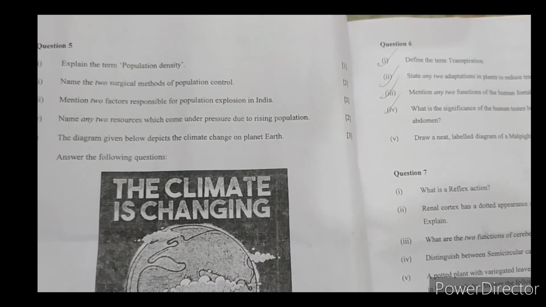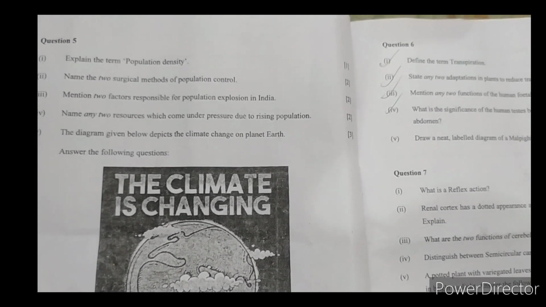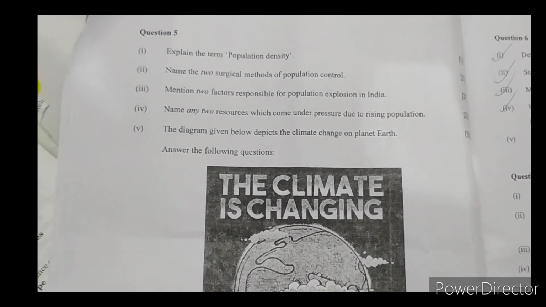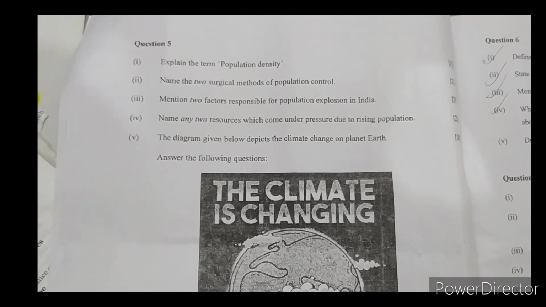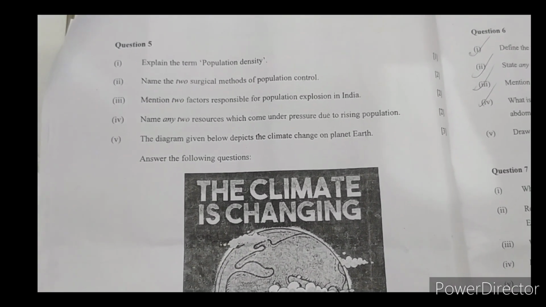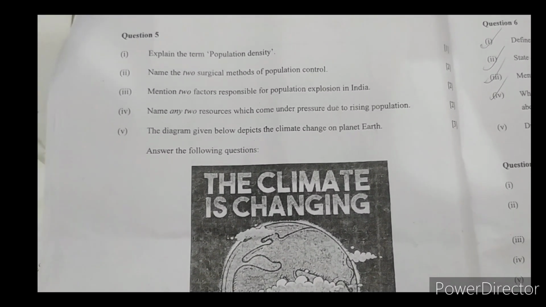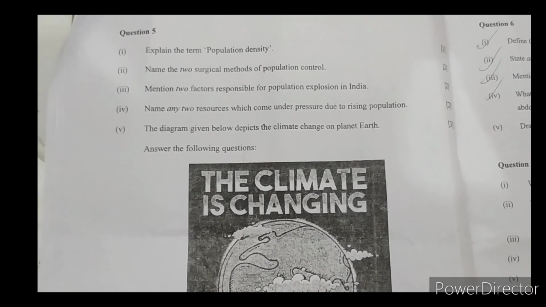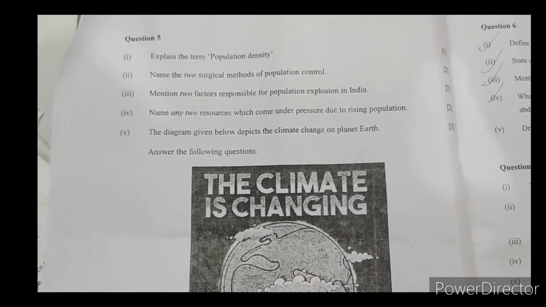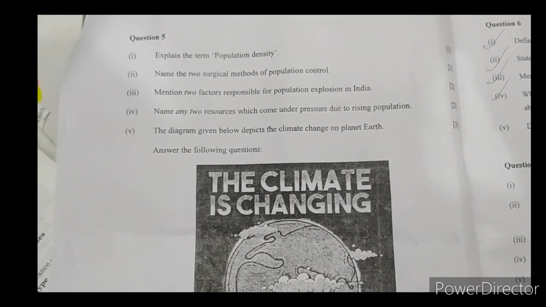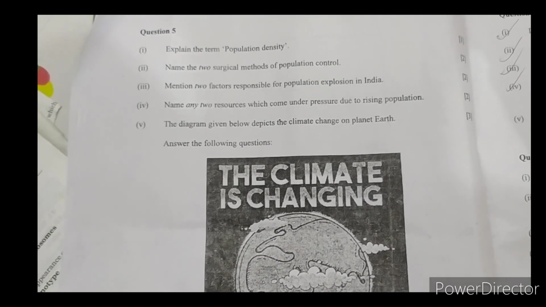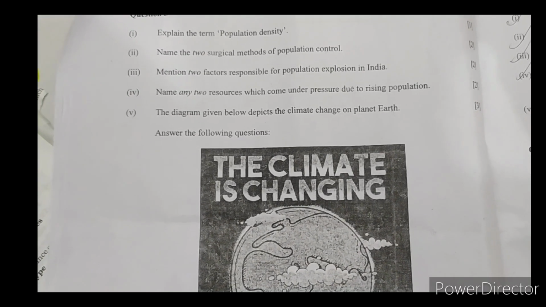Mention 2 factors responsible for population explosion in India. You can write any 2 factors. Illiteracy, mainly the illiterate people are mostly in rural areas, and they don't know the disadvantage of having a large family. And next is superstitious beliefs, that is, having a male child in the family is compulsory. So for that they can give birth to any number of girls in the family. So that also increases the population explosion in India. Illiteracy and superstitious beliefs.